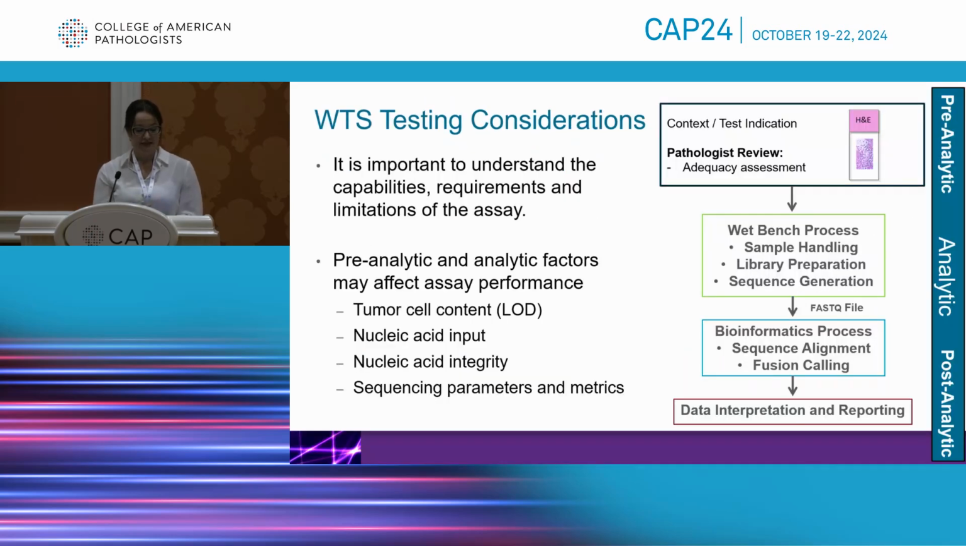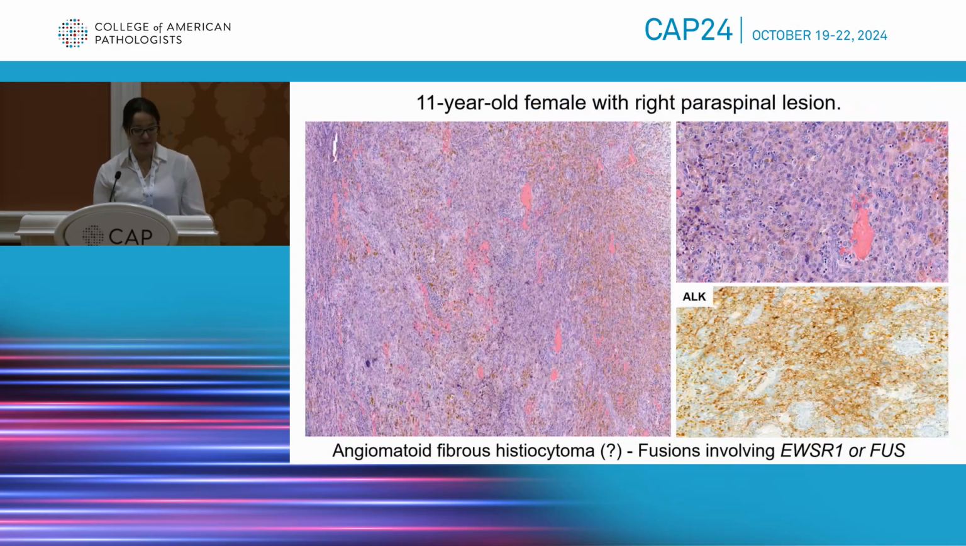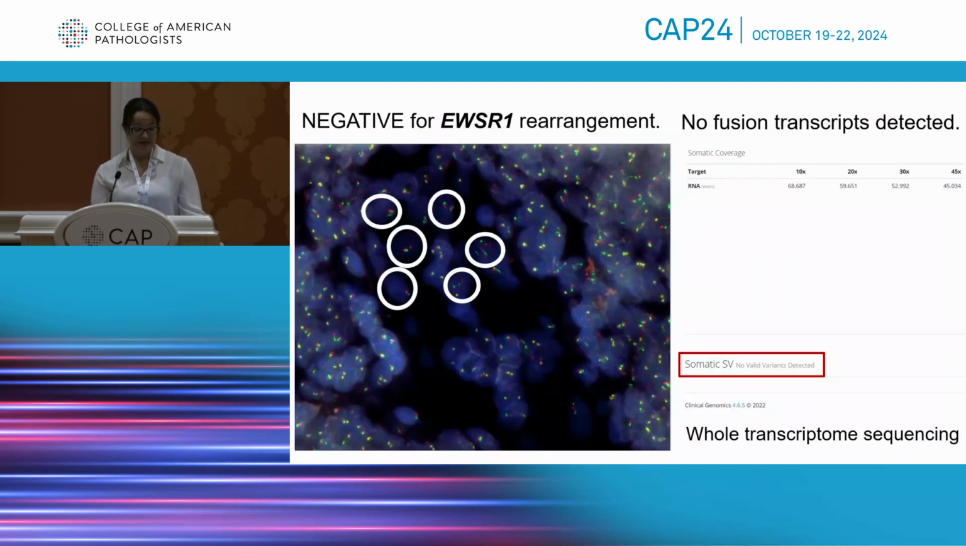So just to finalize this section about some considerations, because whole transcriptome sequencing is very helpful, but it's very important to take into account the technical requirements of the test and the limitations of the assay, as for every test that we do in the clinical laboratory. So the pre-analytic factors can be very important, and besides the sample quality and some other sequencing parameters, tumor cell content is really important for the sensitivity of the test. For example, in this case, the tumor had the appearance of an angiomatoid fibrohistiocytoma, which is driven by fusions involving either EWSR1 or FUS, but we did FISH and whole transcriptome sequencing, and both of them were negative.